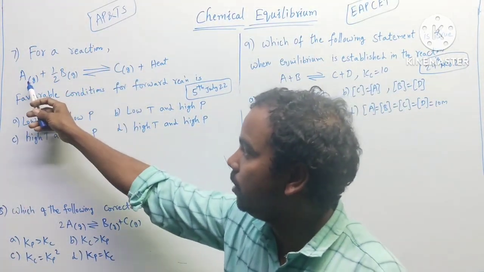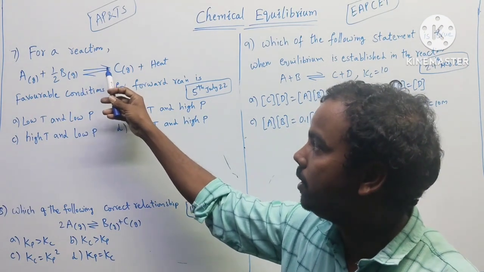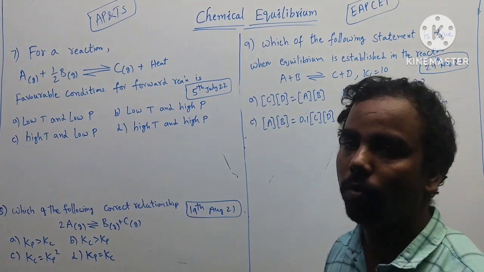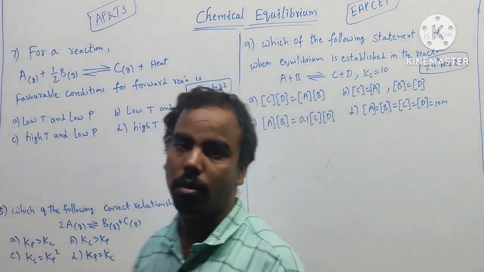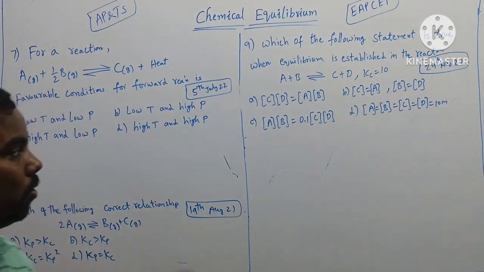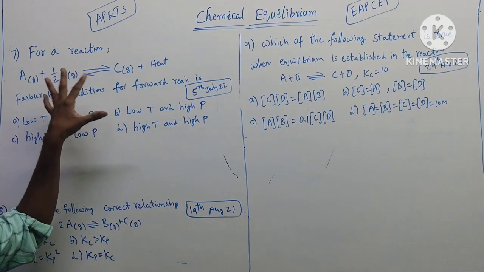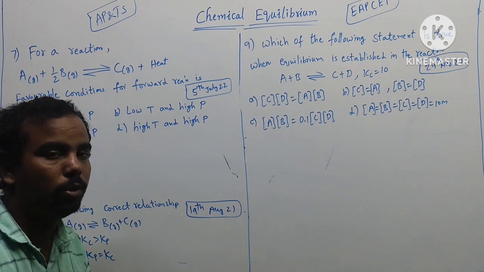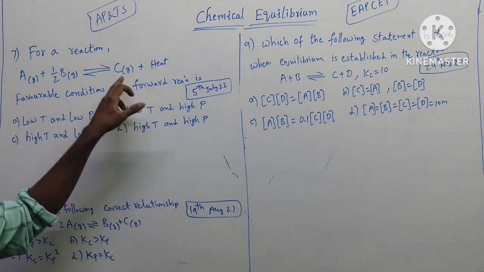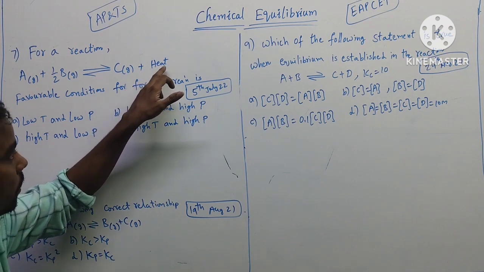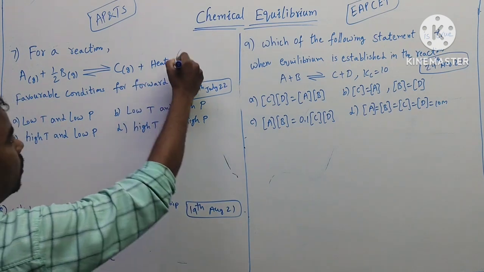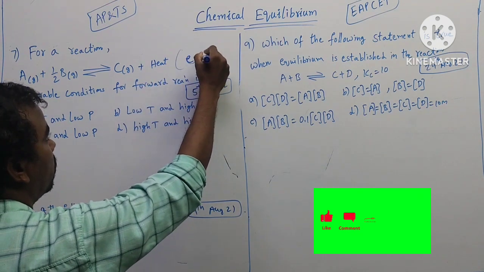For a reaction, A plus half mole of B is in equilibrium with C and it releases heat. So what are the favorable conditions for the forward reaction? First, is the reaction exothermic or endothermic? How do you find that? It releases heat. Heat release means exothermic. Heat absorption means endothermic. So it is an exothermic reaction.